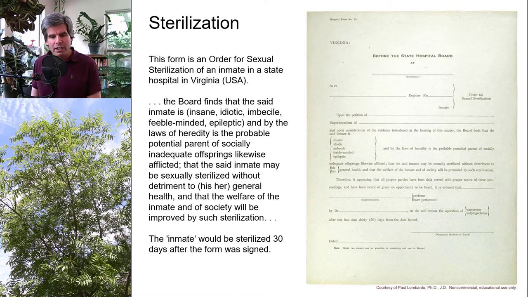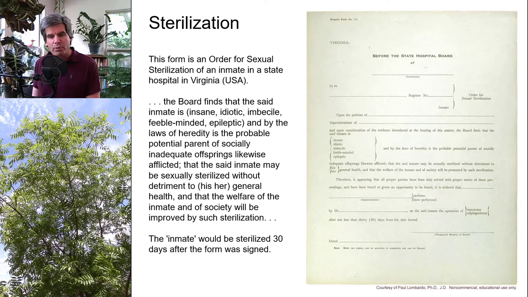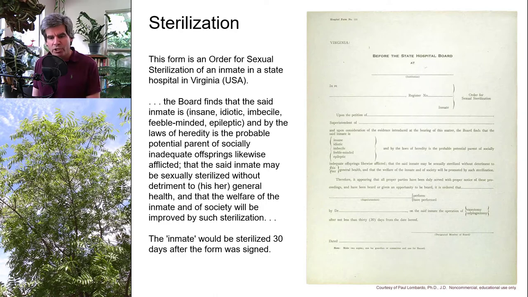One example of the influence of the eugenics movement is that the United States began passing sterilization laws. These laws specified that people could be sterilized against their will to prevent them from having babies if they were judged to have some defect that made them inferior.